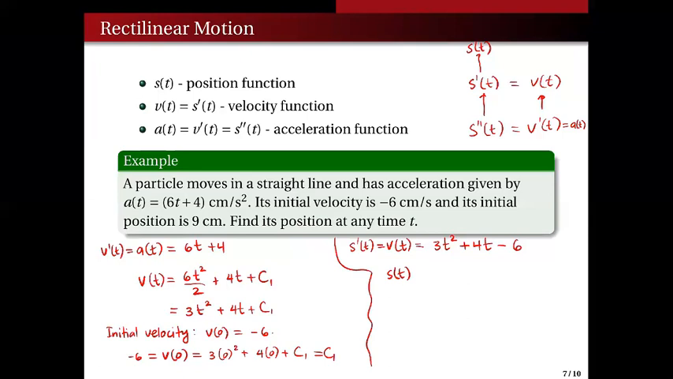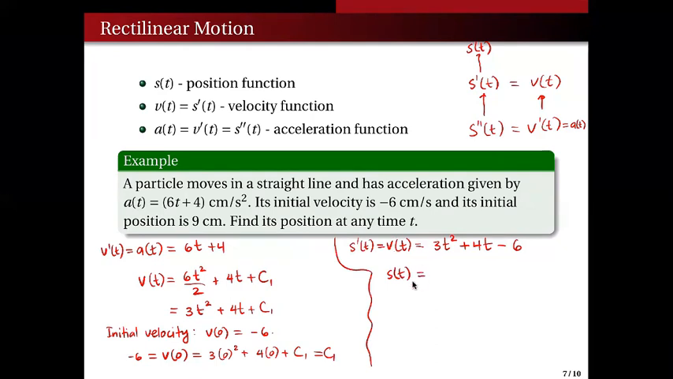Or no. V of t is the derivative of s. So s of t is the antiderivative of v. Okay? So v is the derivative of s. Therefore, s is an antiderivative of v.